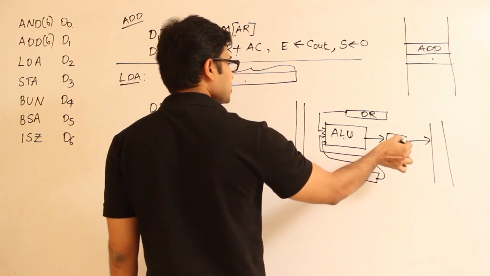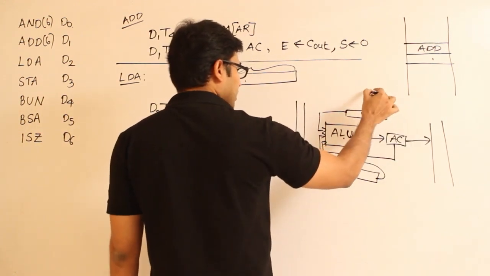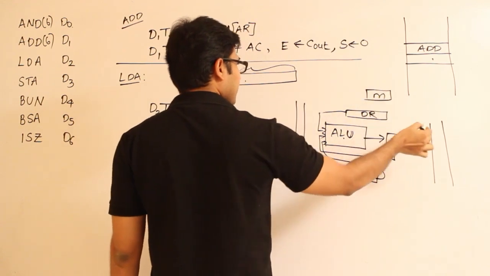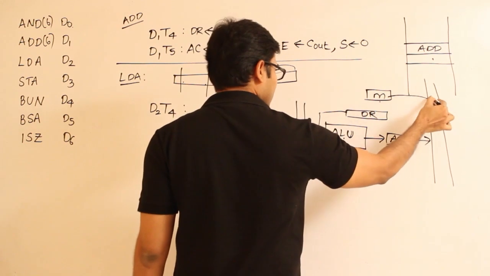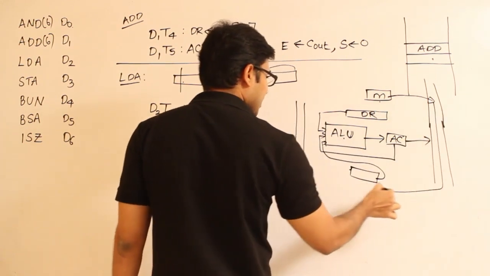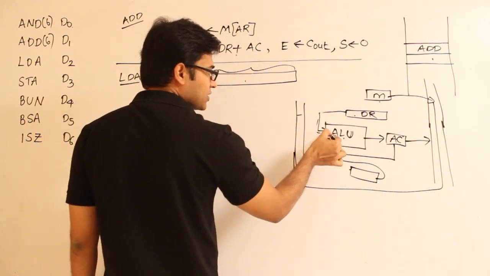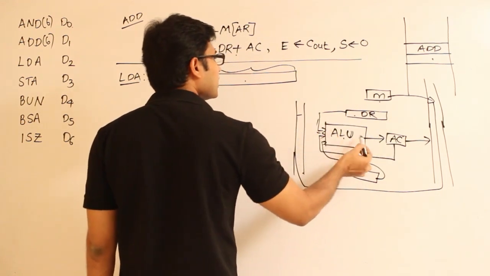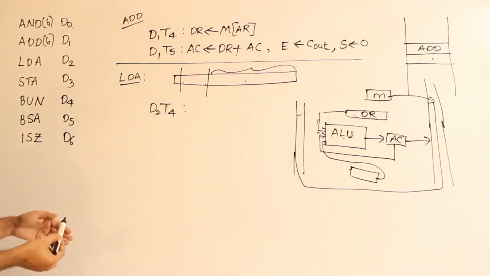If you have to load something into the accumulator, let us say here it is memory, you have to pass that word into the bus. Now the bus has to pass the word into the data register, and now from the data register you have to pass it to the accumulator through the ALU. Got it? Therefore the ALU has to be involved in this transfer.